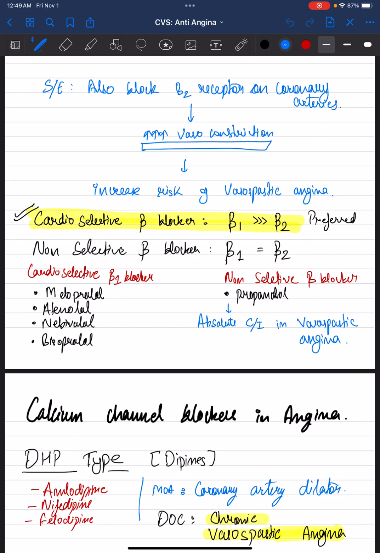Cardioselective beta blockers block beta 1 more preferably than beta 2, and non-selective beta blockers block beta 1 and beta 2 receptors equally. The cardioselective beta blockers are metoprolol, atenolol, nebivolol, and bisoprolol. And the non-selective beta blocker is propranolol. So that is why propranolol is absolutely contraindicated in vasospastic angina or Prinzmetal angina.